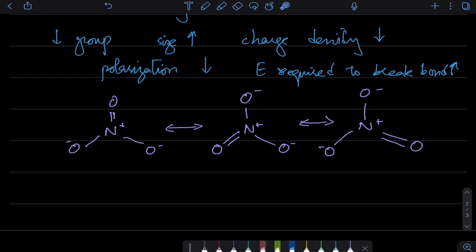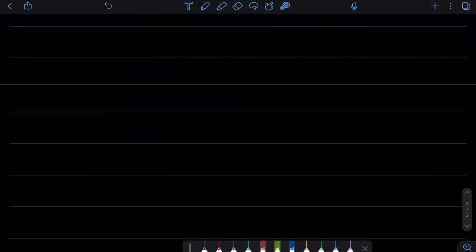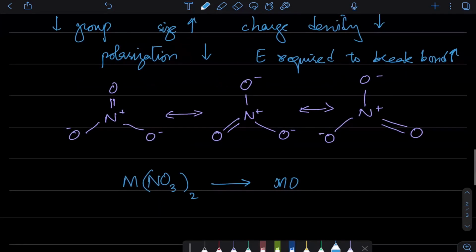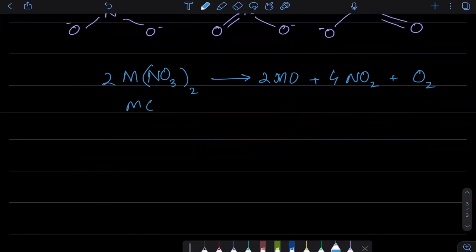In this case it's going to break, going to NO2, because it forms a double bond with these, and the positive and negative charge is distributed, so it does it easily. So there you go. In nitrate, whatever group 2 metal nitrate you have, it's going to be like this. You get metal oxide because it takes one oxygen, and it gives off NO2 and also oxygen, and you can balance it out. I think the balancing was like this. And in the case of carbonate, you're going to get CO2 and the metal oxide.